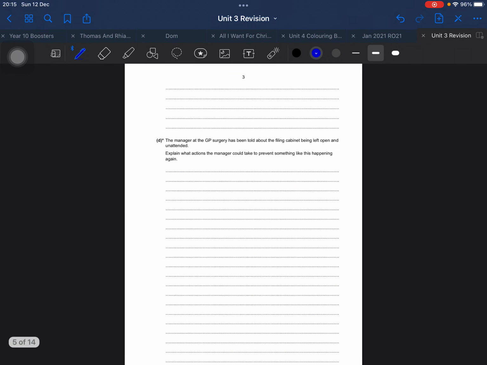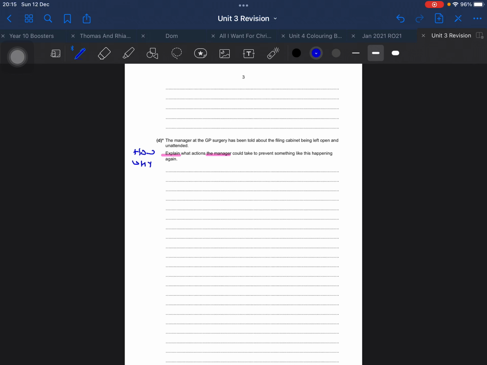Okay, question D. The manager at the GP surgery has been told about the filing cabinet being left open and unattended. So we have a command word here, explain. So again, we need a how and a why. So it says, explain what actions the manager could take to prevent something like this happening again. So this is looking at it from a management perspective and how they're going to deal with it. Now this question is worth 10 marks, so this is a big question.